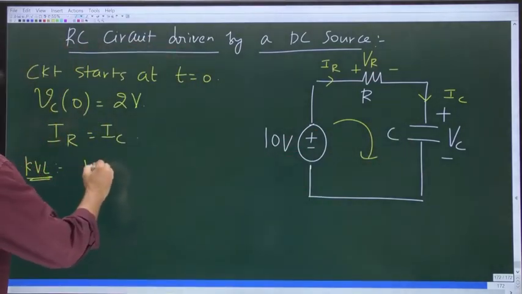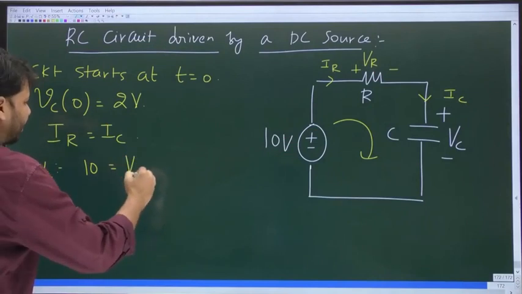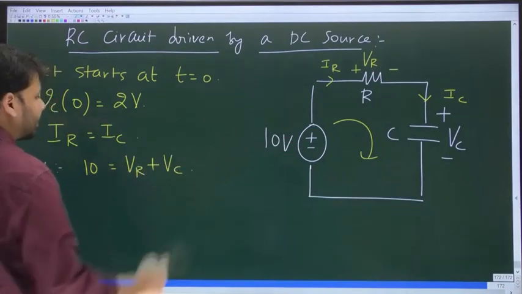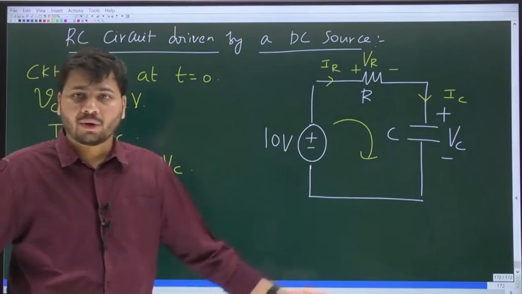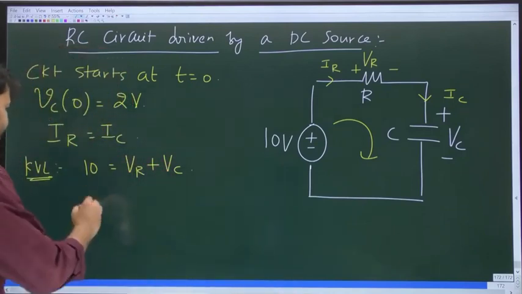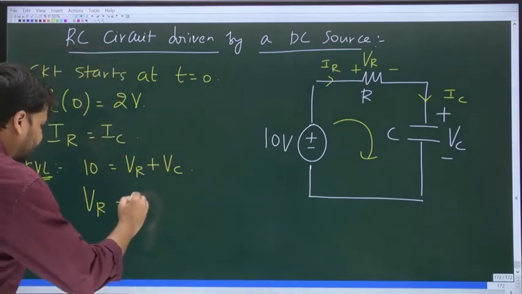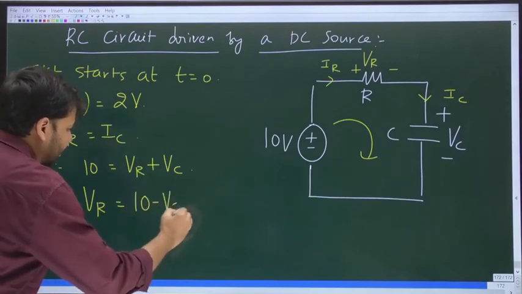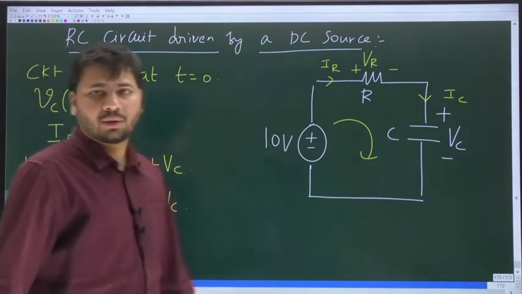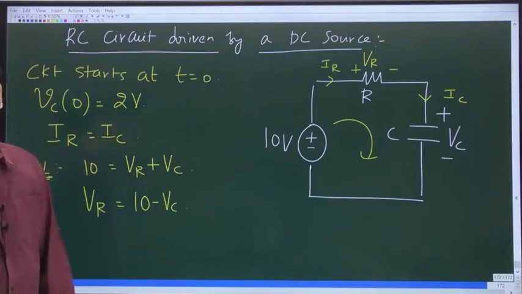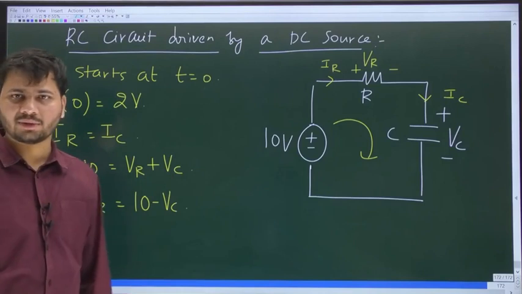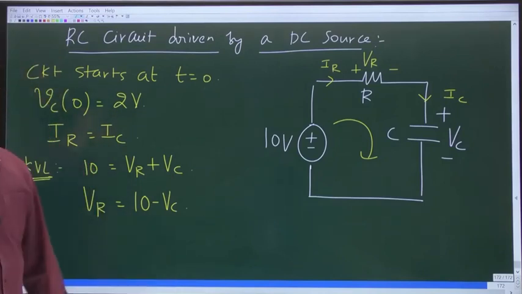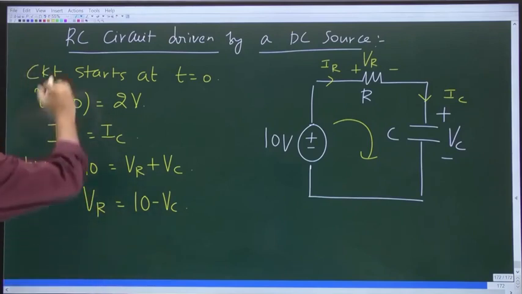So when you write KVL, you get 10 equal to VR plus VC. So what is VR in terms of VC? Is it not 10 minus VC? I hope everybody is able to follow. These are extremely simple things. VR is 10 minus VC.